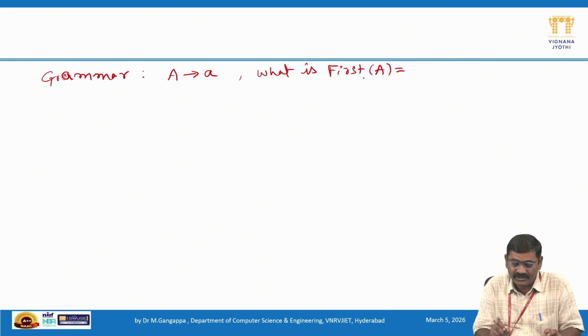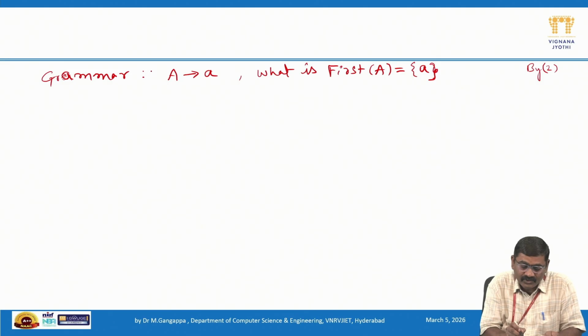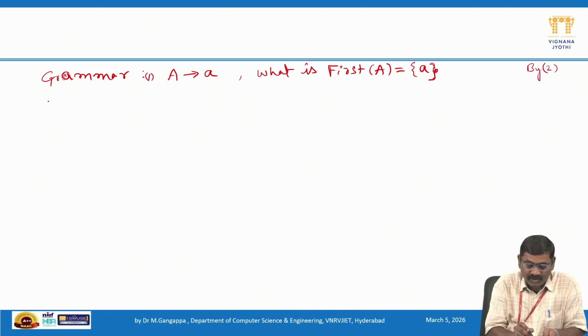First of A means, by using rule 2, here A can be replaced by small a. So first of A gives us small a only. In the RHS, we have a first terminal, small a. Similarly, we will go to one more example, one more grammar. Example 2.